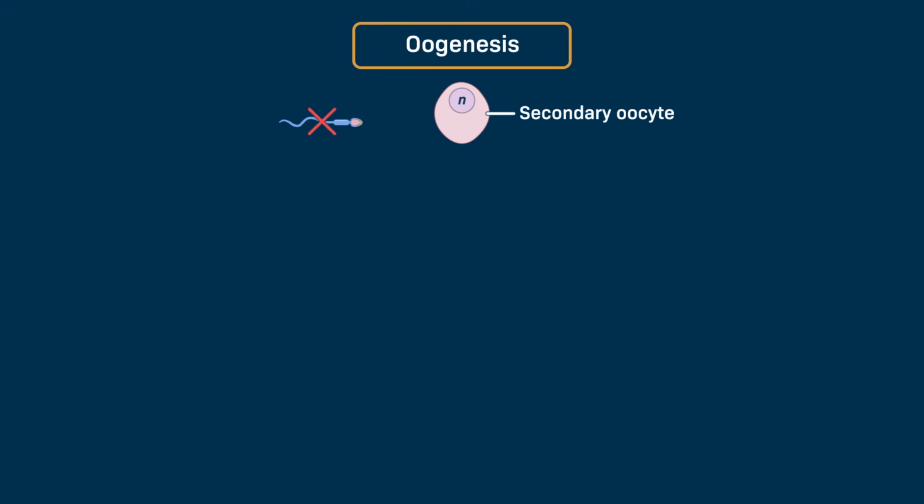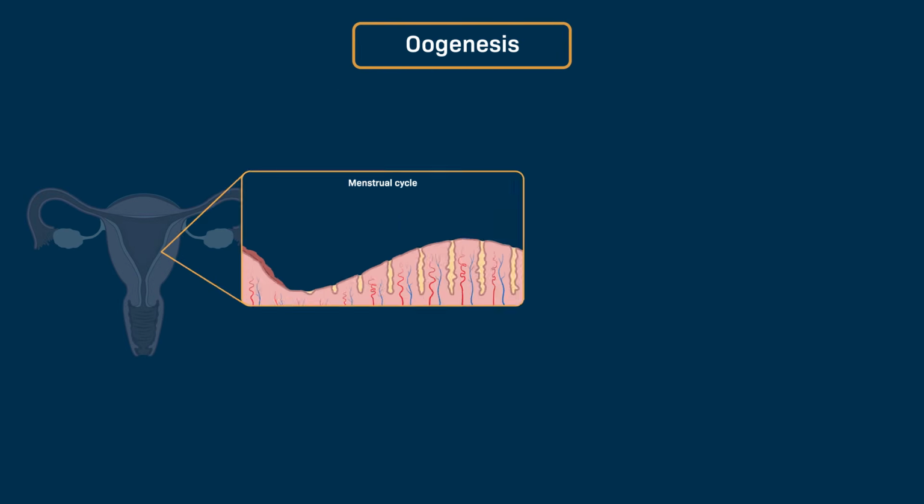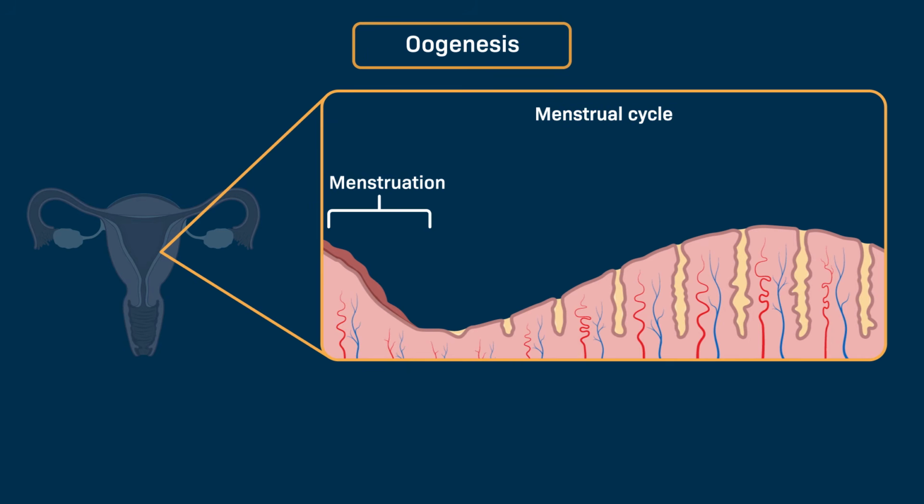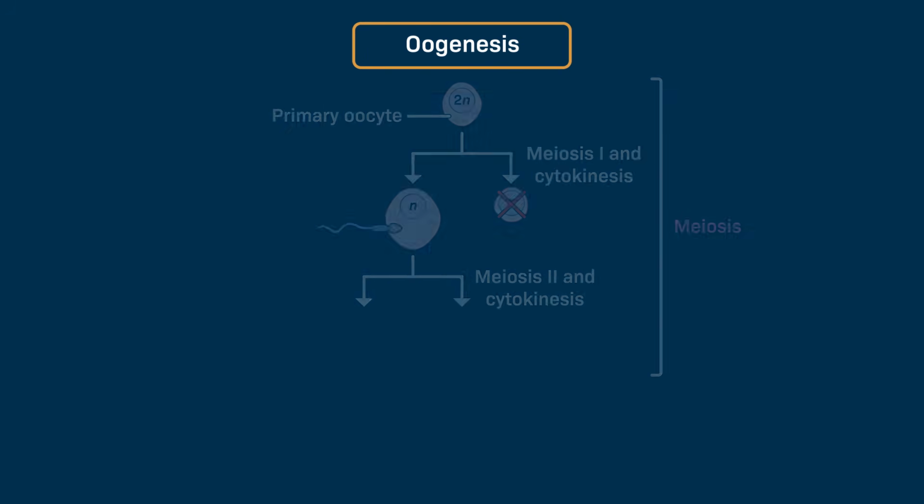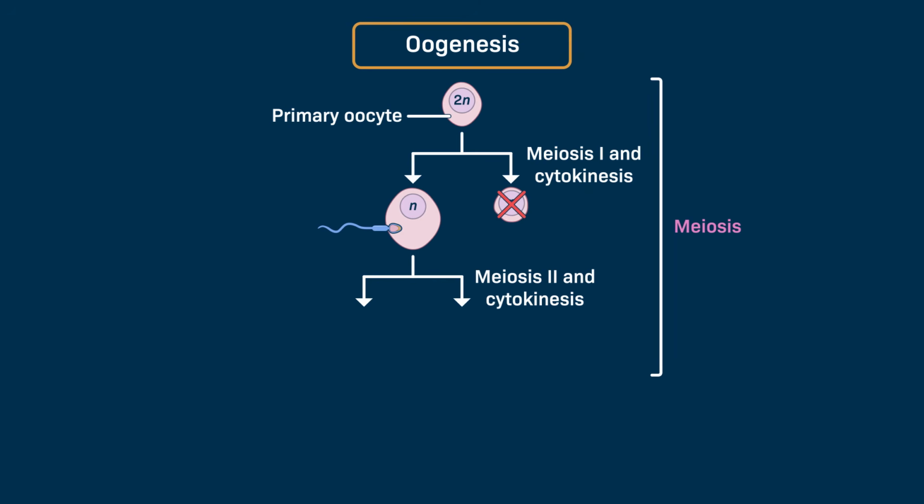If the secondary oocyte is not penetrated by a sperm cell, meiosis 2 does not resume, and the secondary oocyte is eventually degraded and expelled from the body during the menses or period stage of the menstrual cycle, when the uterine lining sheds. Following meiosis, 1 diploid primary oocyte results in 1 haploid egg cell that contains a sperm head.